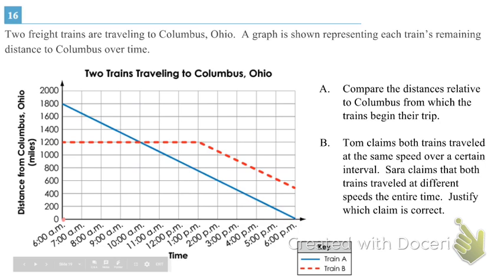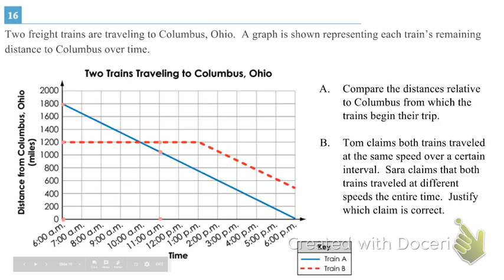So it's showing us at 6 a.m., train B is 1,200 miles away from Columbus, where train A is 1,800 miles away from Columbus. Or at 11 a.m., train B is right here at a little over 1,000 miles away from Columbus, and train A is still 1,200 miles away from Columbus. So here it says it's representing each train's remaining distance to Columbus over time.